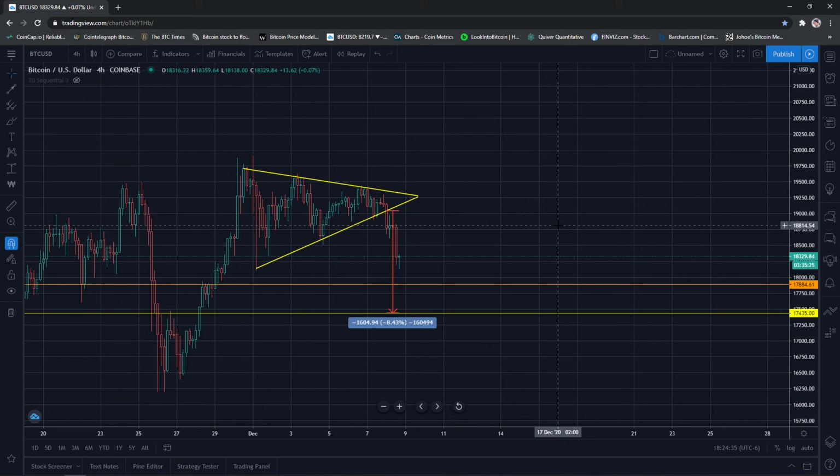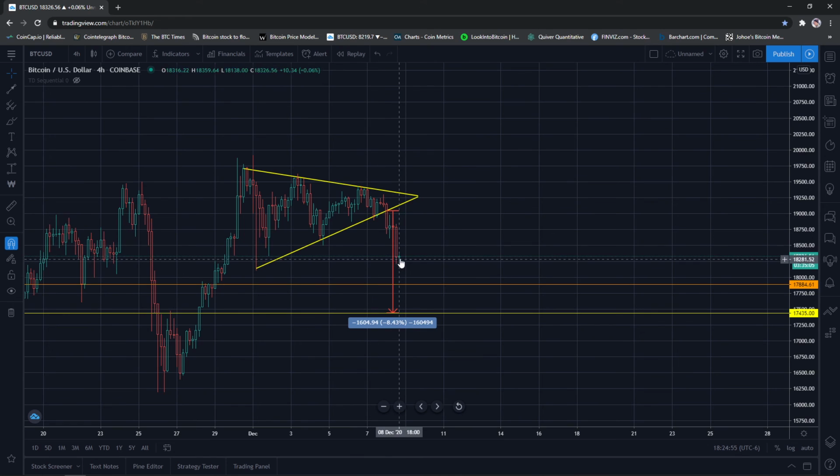Okay, so I want to do a quick video on Bitcoin. That symmetric triangle that I had pointed out the day before, we actually broke that. And the target for that is the height of this symmetric triangle, about 8% down, so at 17,435. We could get support here at this orange line.